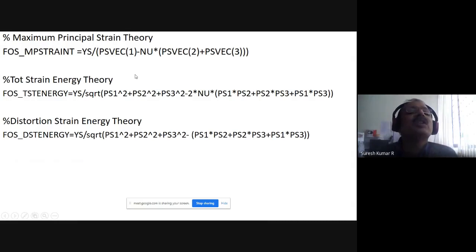Then maximum principal strain theory. See here, sigma E divided by sigma 1 minus mu times sigma 2 plus sigma 3. This is the factor of safety according to maximum principal strain theory.